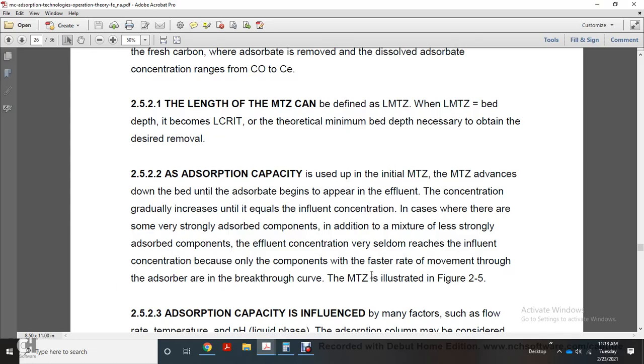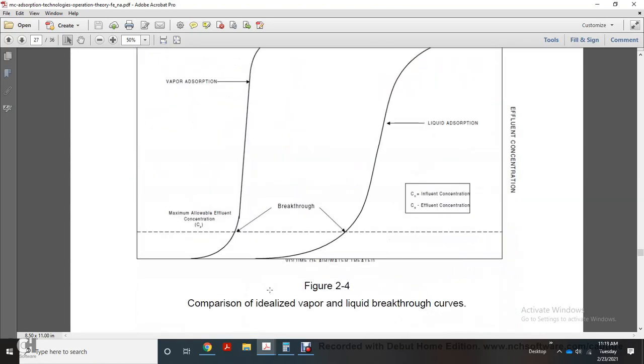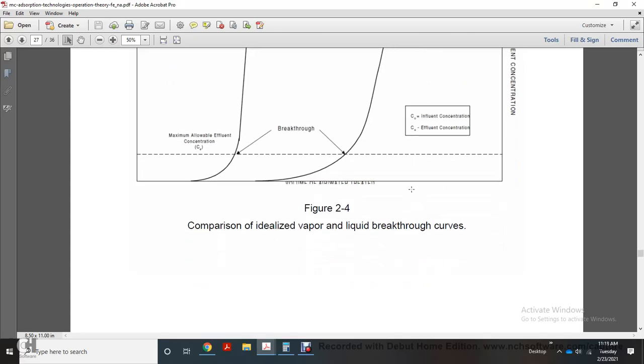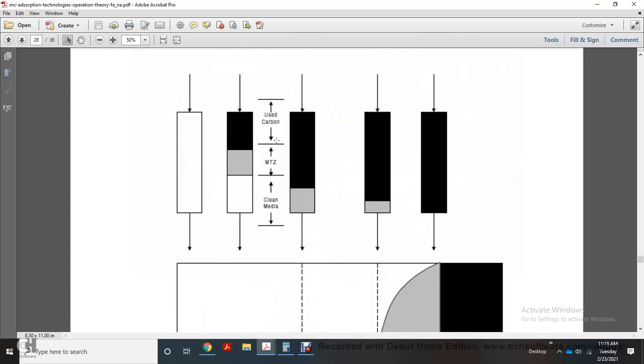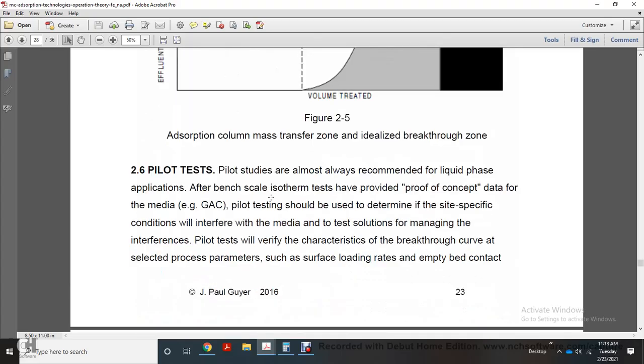The breakthrough curve and the mass transfer zone are illustrated in Figure 2.5. Adsorption capacity is influenced by many factors, such as flow rate, temperature, and pH. The liquid phase adsorption column may be considered exhausted when effluent adsorbate concentration equals 95 to 100% of the influent concentration, as illustrated in Figure 2.5. The figure shows liquid and vapor breakthroughs, liquid adsorption, vapor adsorption, maximum effluent concentration, breakthrough, volume of water treated, and influent and effluent concentration. It also shows used carbon, mass transfer zone, clean media, volume treated, and effluent concentration.